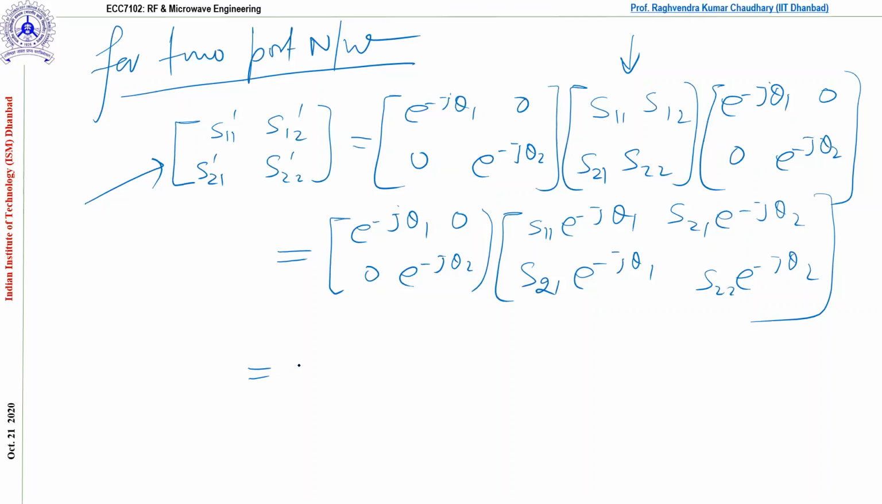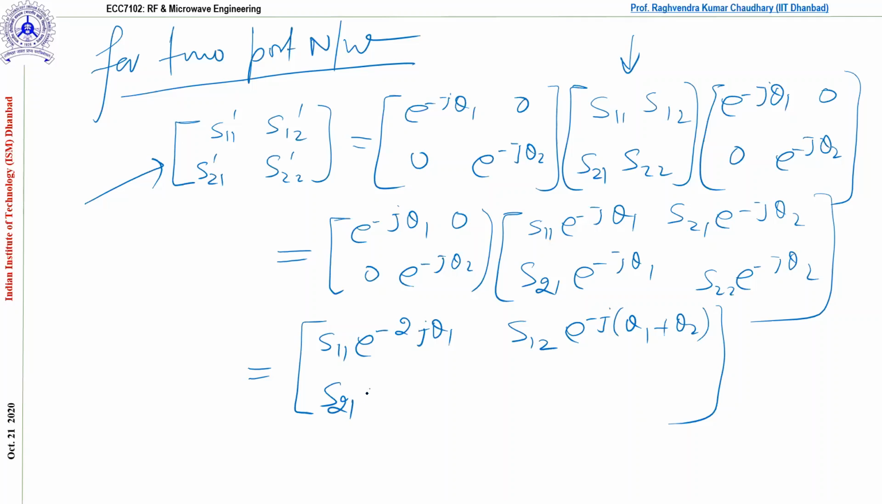Fine. Now again, let's multiply these things. So this will be S11 e to the power minus 2j theta 1, S12 e to the power minus j (theta 1 plus theta 2). Third term will be S21 e to the power minus j (theta 1 plus theta 2). And the last one, S22, is e to the power minus j 2 theta 2.